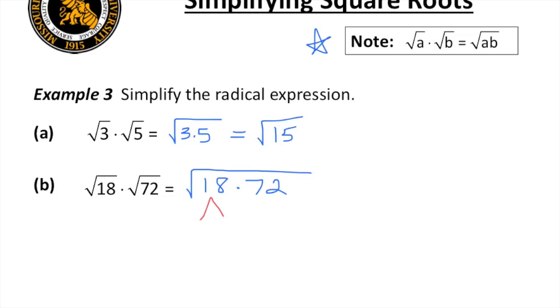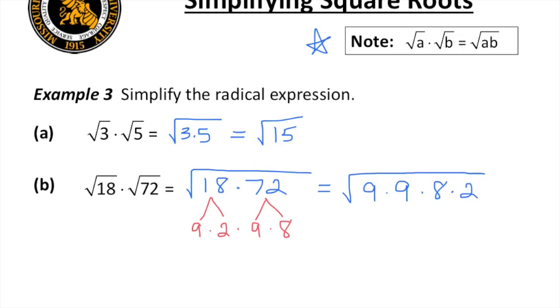So thinking about the factors of 18, we know that 9 times 2 will give us 18, and 9 is a perfect square. So that will be helpful. 72 also has 9 as a factor. 9 times 8 will give us the 72. Again, 9 is a perfect square. So we can write this now as one very large square root with 9 times 9 times 8 times 2 underneath. Since multiplication is commutative, we can move the numbers around underneath the square root and multiply them in any order.